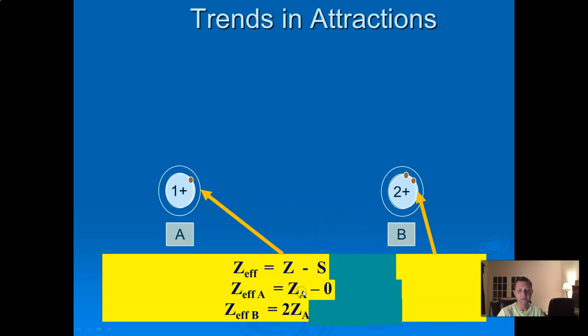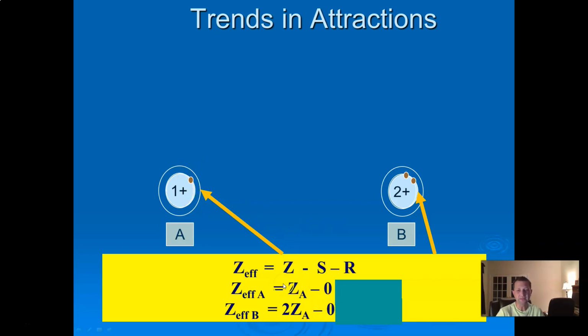So we have basically 1 minus 0 and 2 minus 0. So you're like, all right, well, 1 minus 0 is 1, 2 minus 0 is 2. Sure, it looks like the effective nuclear charge of B is twice that of A. But there's one other thing we have to look at here. The other thing we have to look at is something called a repulsion factor. Okay, electron repulsion weakens the effective nuclear charge. Okay, so here we have no electron-electron repulsion.